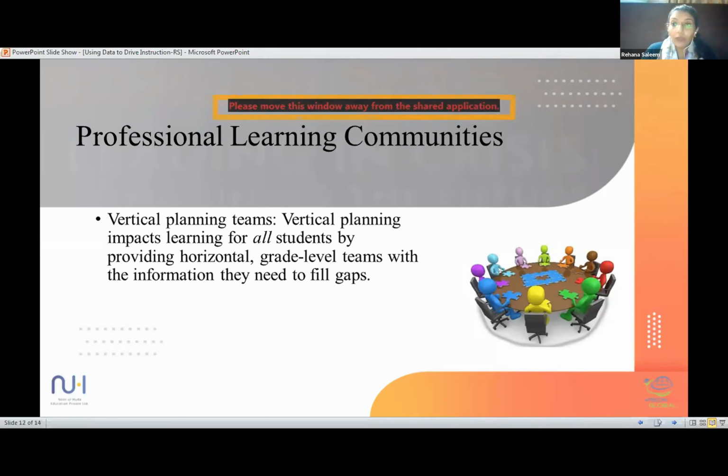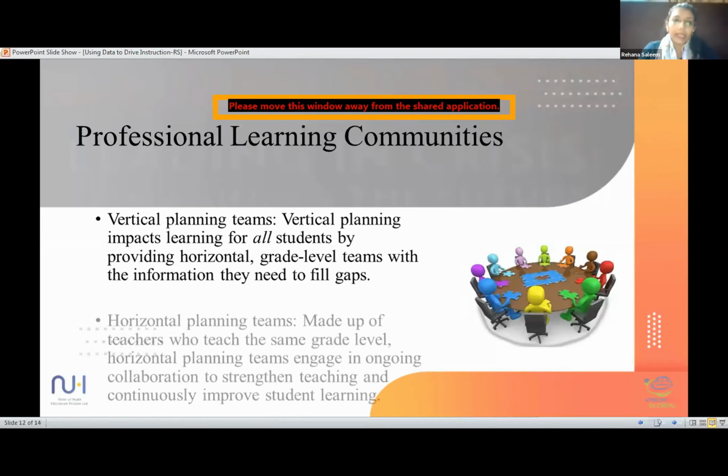Now, when the students are going to the next academic year, if we have this vertical planning team who get together and start discussing what is important for us to fill in, I'm sure most of you have done it, but if not, give it a try, because this is coming from research. This is coming from the instructional coaches who recommend that we should have vertical planning teams who sit together and discuss.